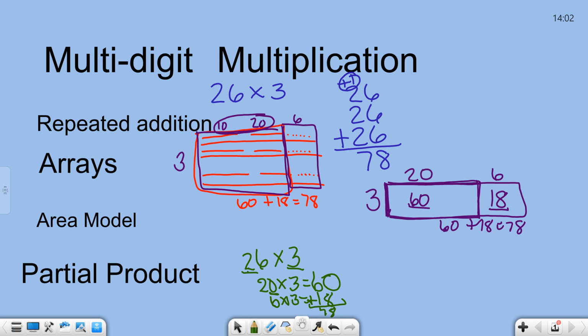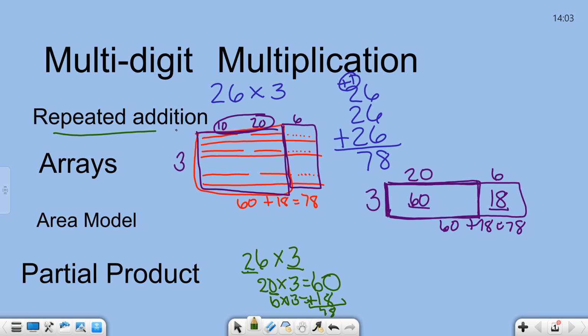Now, all of these strategies are efficient when you're doing 2 by 1. However, when you get to, let's say, a 4 by 1 or a 2 by 2, repeated addition becomes less efficient, especially if you're doing 26 times 56. You wouldn't want to add up something 56 times or 26 times. Arrays, let's say I'm doing 1,852 times 8. I wouldn't want to draw out 1,000 of anything 8 times.